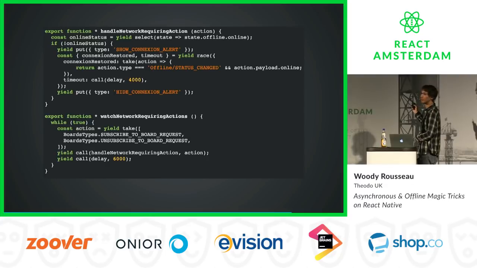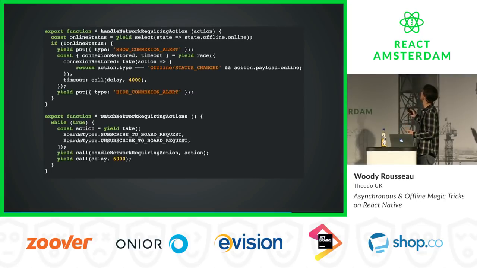It's what I said before. I want to either go to the next line if 4 seconds have been spent, or if my connection has been restored. And I can do that by listening to the Redux Offline action status changed if the payload is saying that the app is now online. So again, I'll give you my slides if you want to check it out.